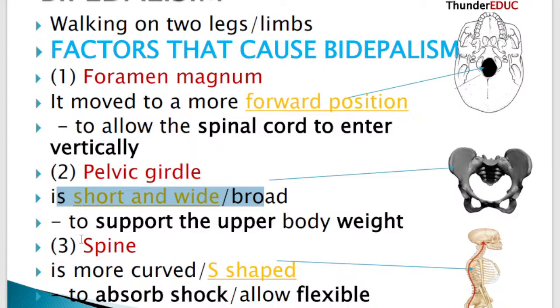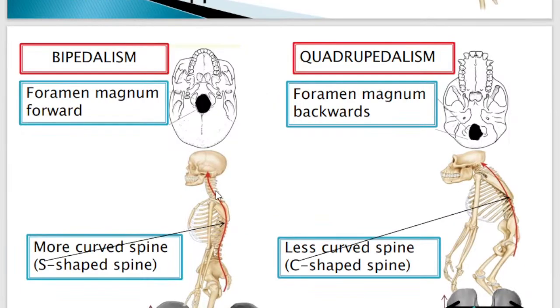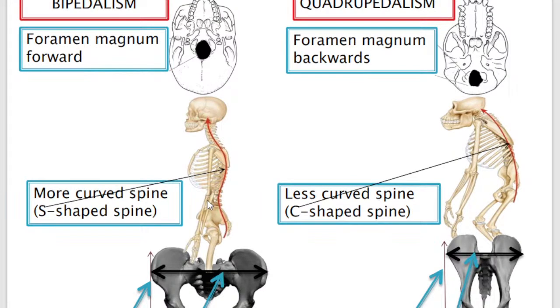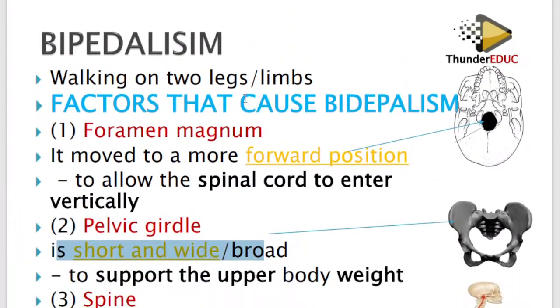What about the spine? It is S-shaped, so that it brings about flexibility. You understand? So if you are flexible, it means that the upper weight can be supported. You can move, you can walk. When you are jumping, it brings about shock absorbance. It absorbs the shock. That's why they call it a shock absorber. So it brings about bipedalism, walking on two hind limbs.